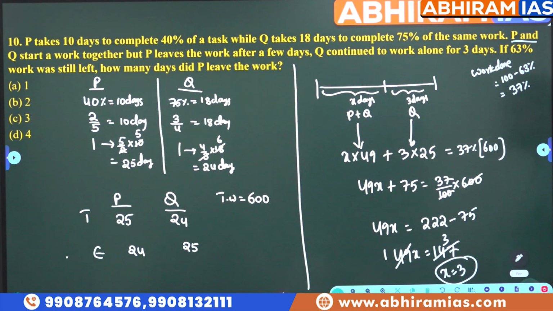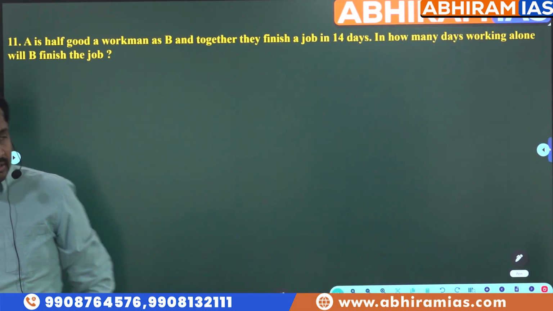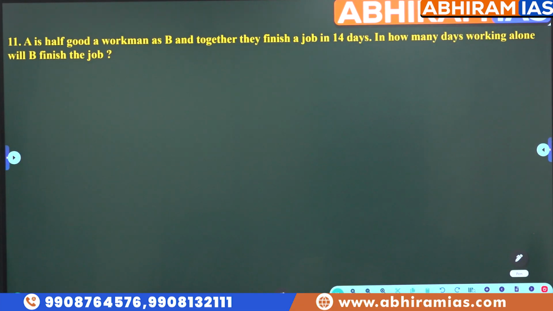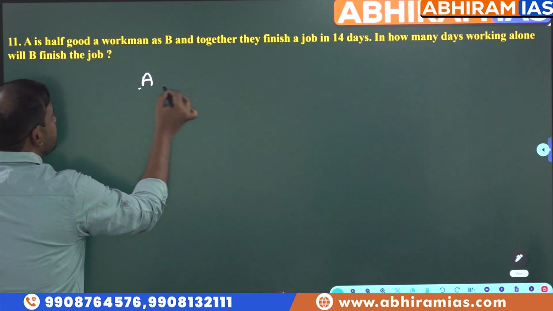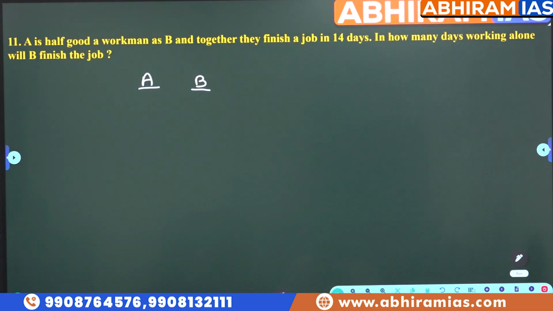Okay, right. Next one. See this 11th one, students. A is half as good a workman as B, and together they finish a job in 14 days. In how many days working alone will B finish the job? That is the question for us. A and B. What does the first sentence tell me, students? About their efficiencies, right? A is half as good a workman as B means what are the efficiencies I can take?